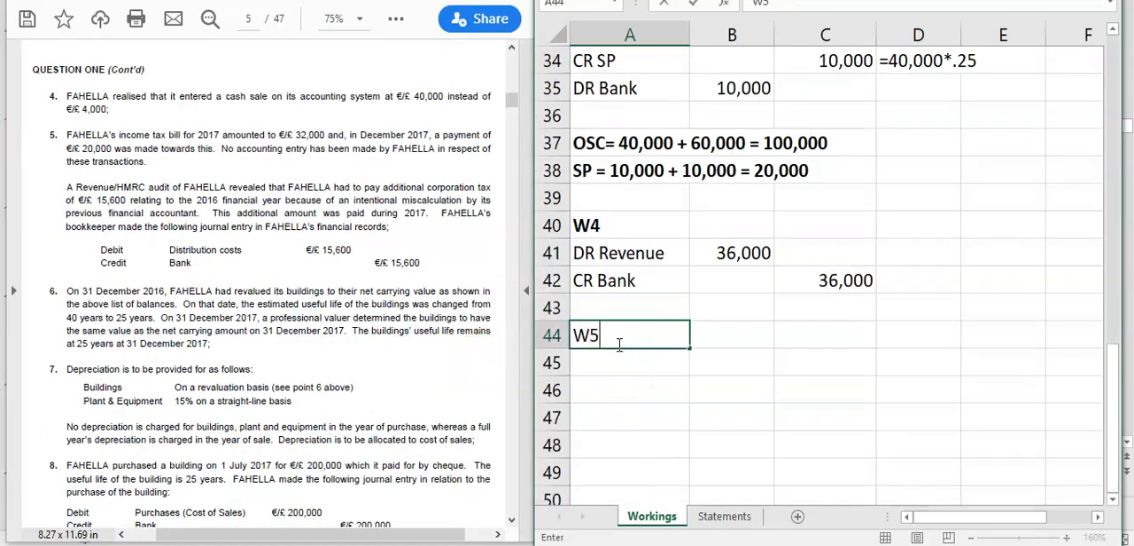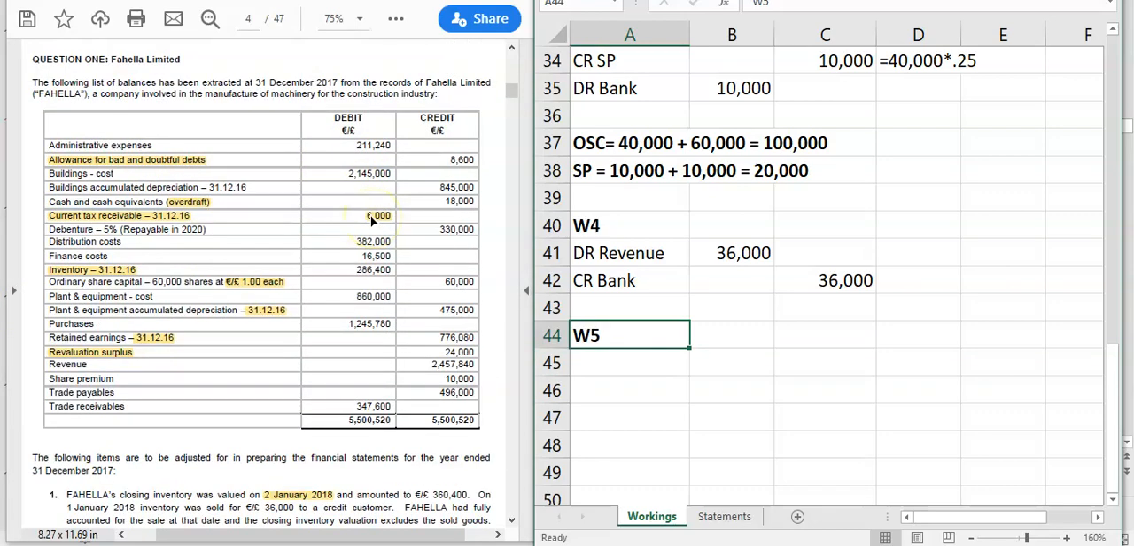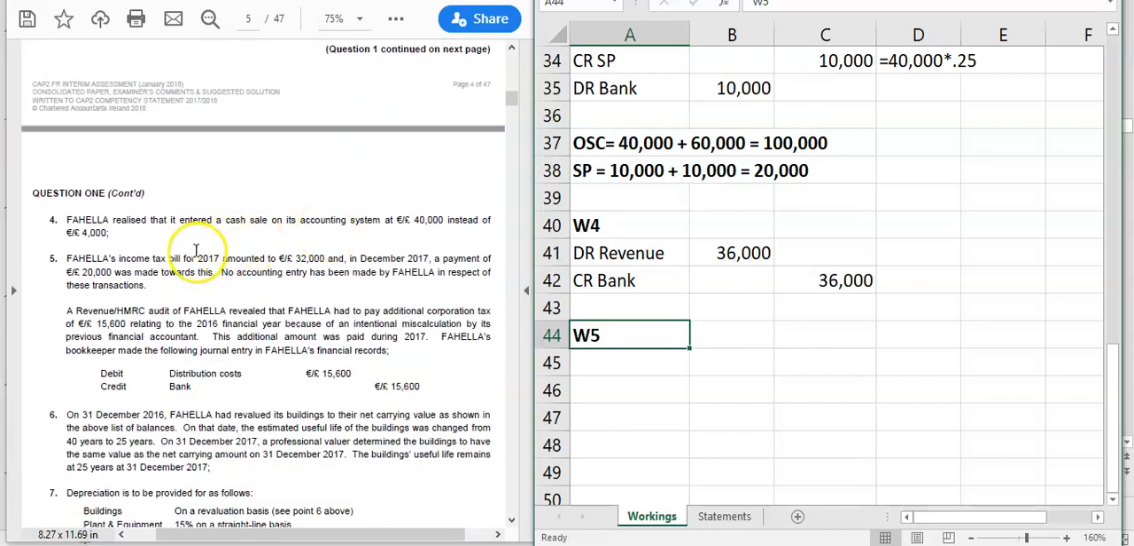Next one then is working 5. And this is to do with tax. And we said this is linked back up then to the tax receivable up in your trial balance. So we're told here the income tax bill is 32,000 for 2017. So what we do with that, debit tax expense, credit tax liability.